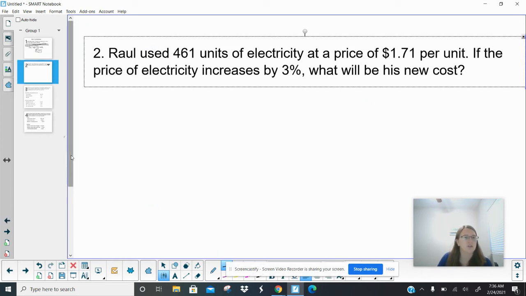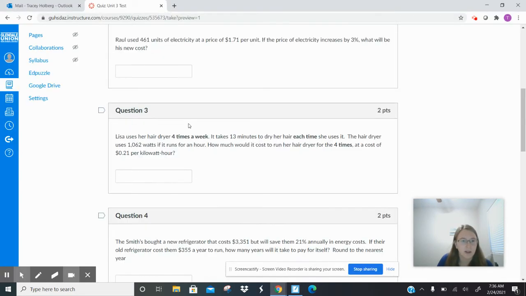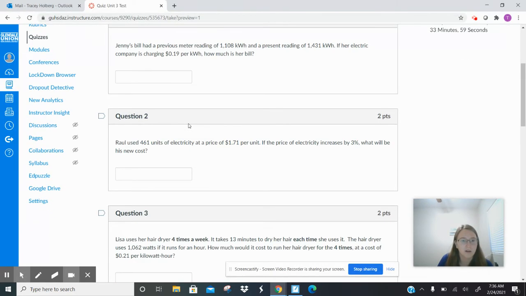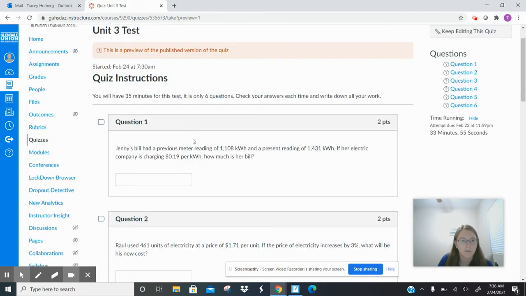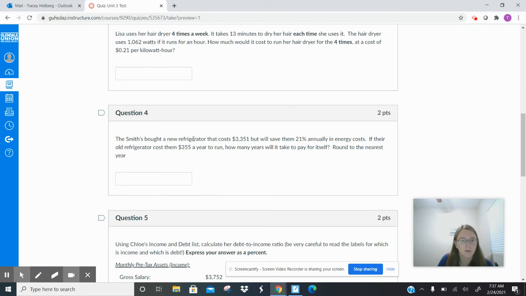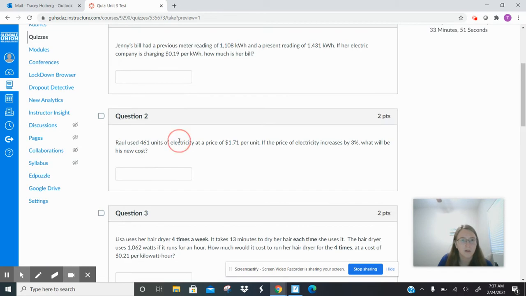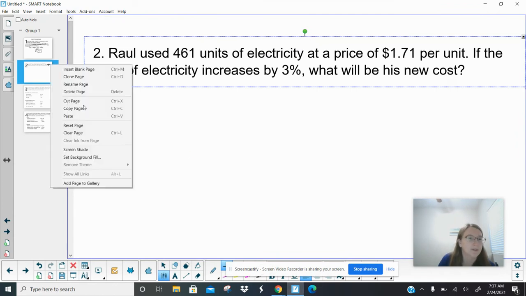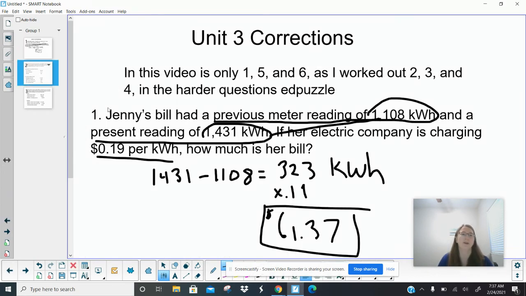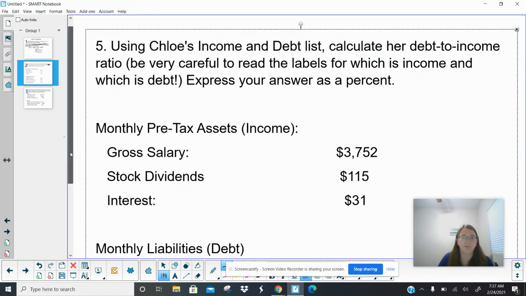Okay, number 2. Oops, I just realized here I had the wrong one. Oh, for Pete's sake, I'm just silly. Delete page. Okay, there we go. Didn't need number 2.